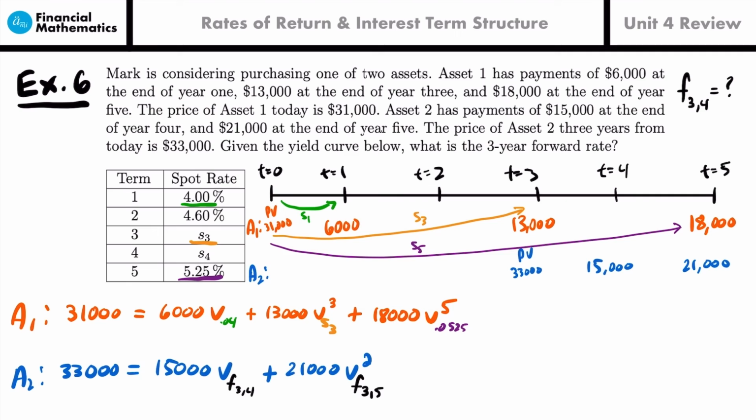But remember, we can actually solve for it in this first equation here. That's the only thing we don't know in this equation for asset 1. So we should be able to find S sub 3. Then we can use S sub 3 and S sub 5 to find this forward rate. And then we'll know everything in this equation except for this forward rate, so we will be able to solve for it. That will get us to our final answer and the solution to this problem.